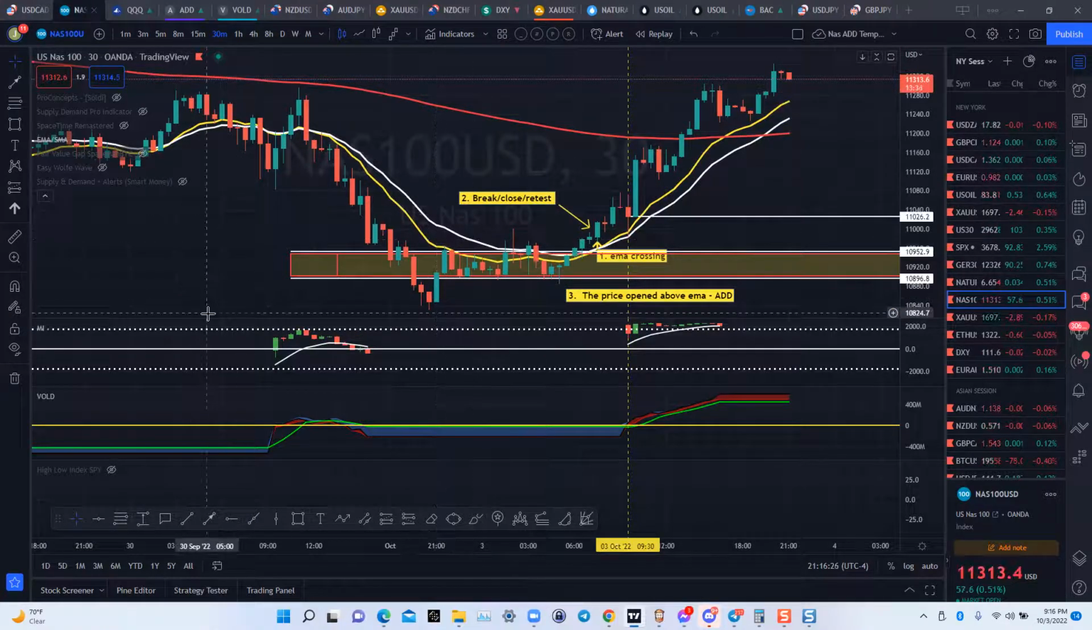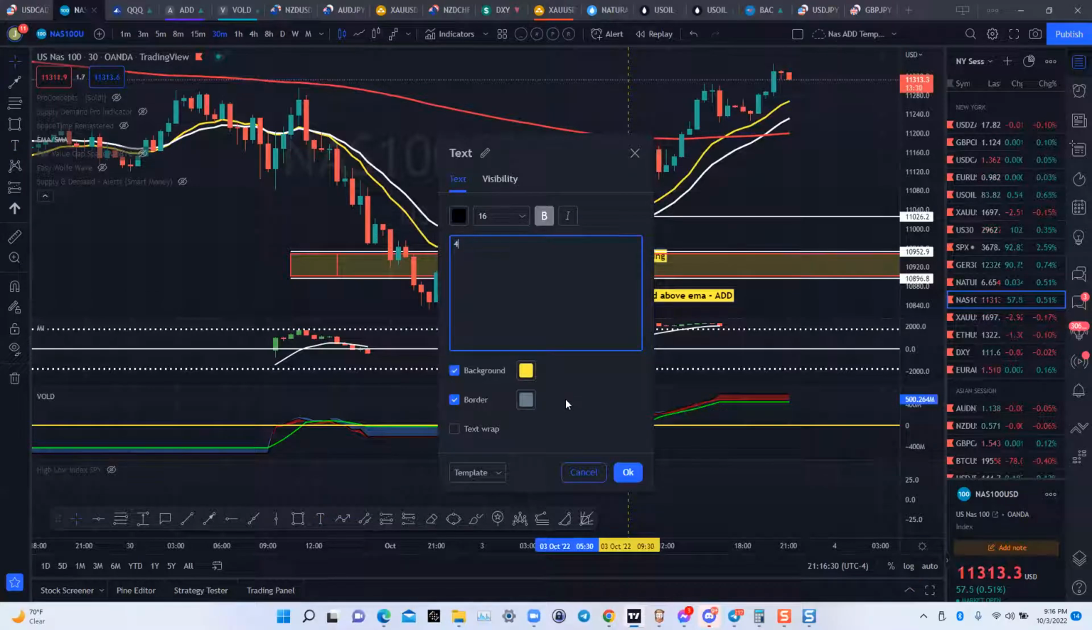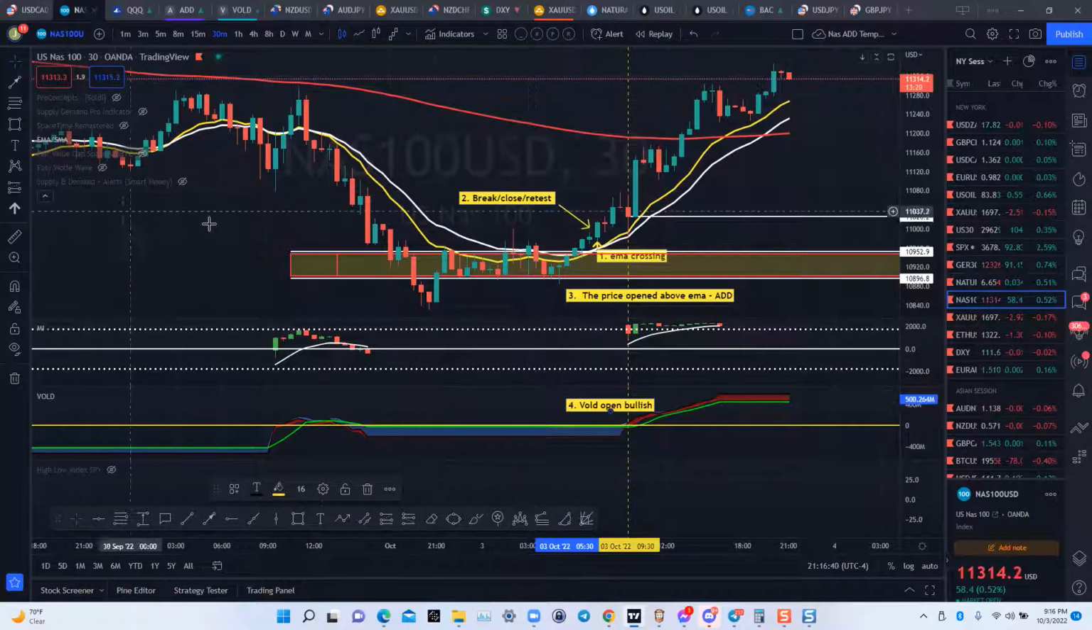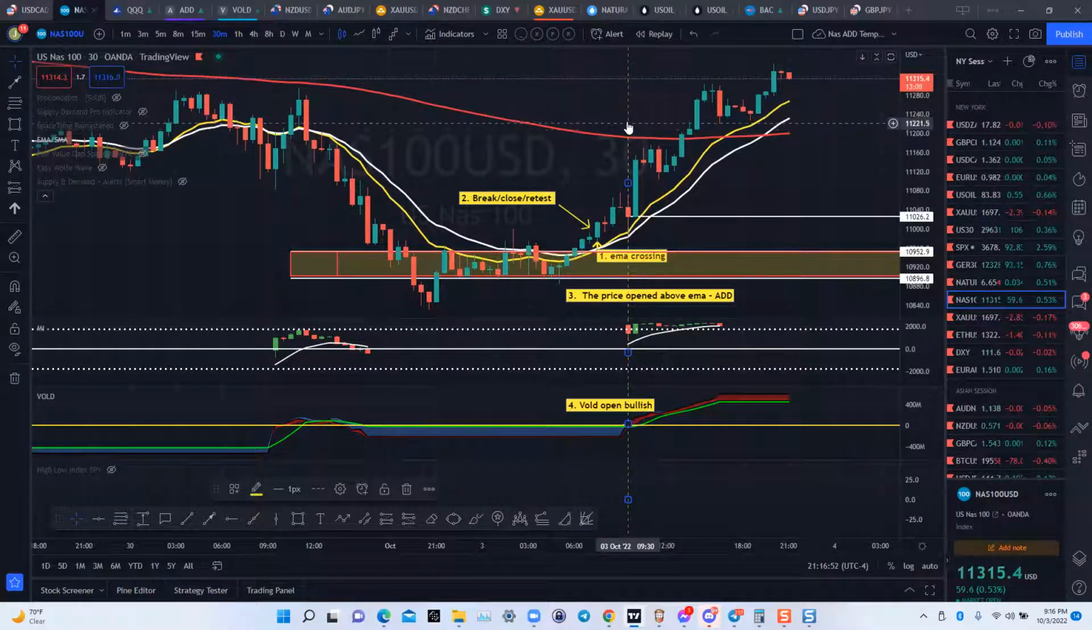So number four would be here, this Vold. The Vold opened up bullish, right? So that's 4 confluences at the box. If I drop this space, remember, I'm not even using Spaceman yet. So I put this here, that's my trap box right there. So that's 4 confluences right there. Once I saw these 4 confluences at 10 o'clock, you get into the trade there, boom, right? And you scalp Nas, that's fine.